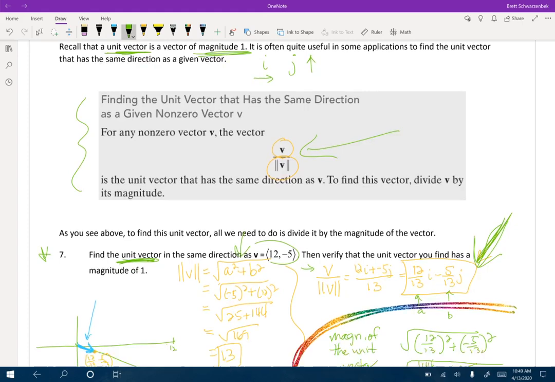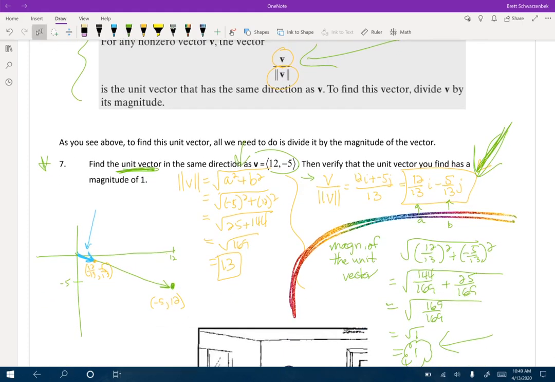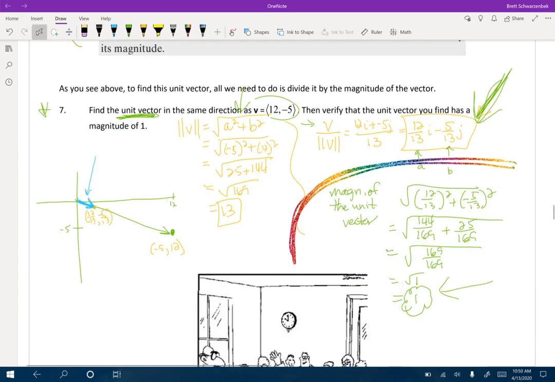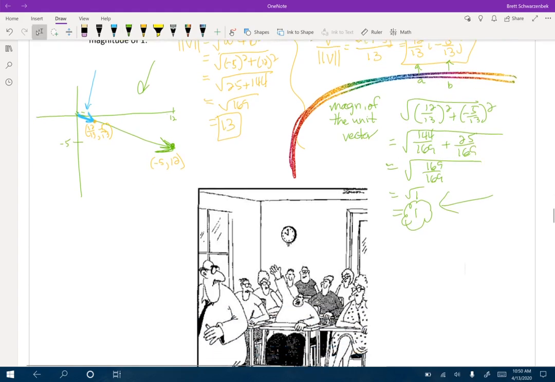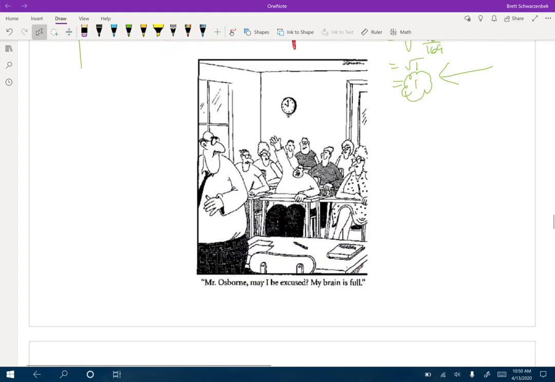All this does is show you this formula indeed works. If we take any vector divided by its magnitude, we are going to end up with the unit vector in the same direction as that vector. So again, we have our initial vector here. In the picture over here, we have our initial vector from 0, 0 to negative 5, 12. And if we want to find this little blue unit vector, that is how we actually find it. Your brain is probably full at this point, but we have more to do, unfortunately.